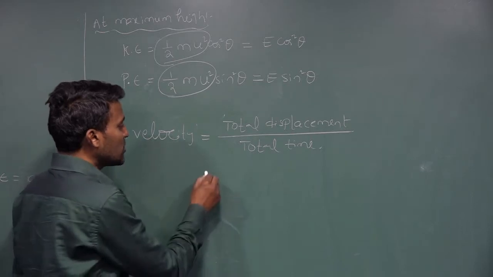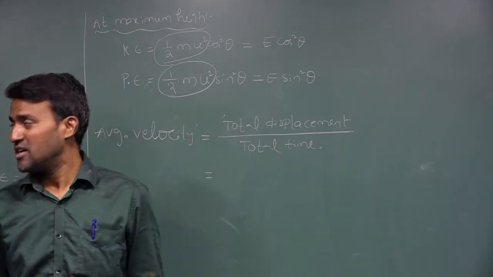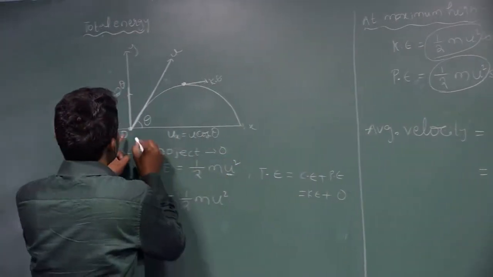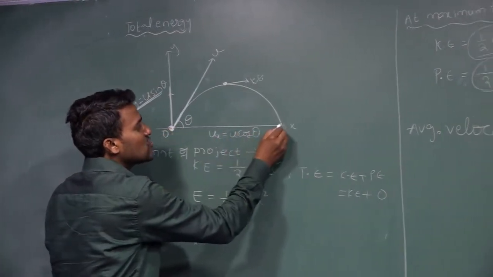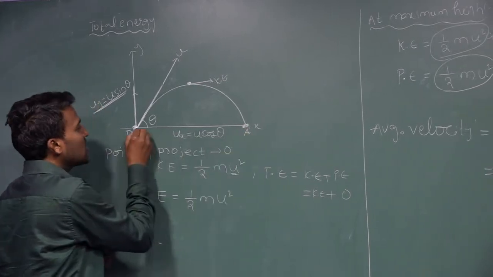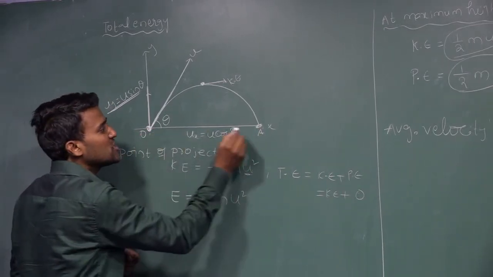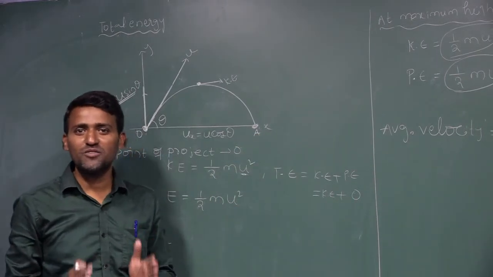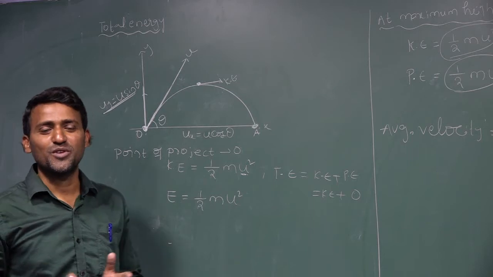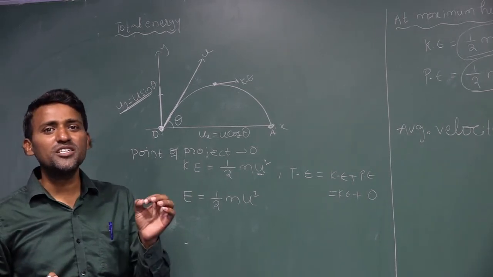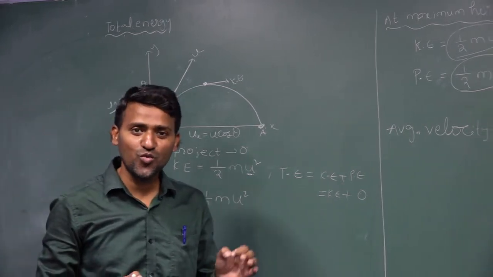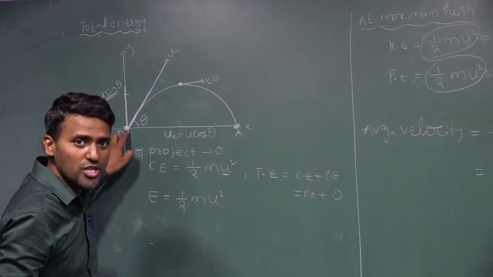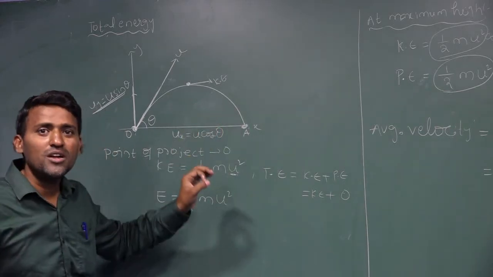What is the total displacement here? Total displacement along this projection means this is the initial position and this is the final position. Point O is the initial position, point A is the final position. What is displacement? The shortest distance from the initial point to the final point is called displacement.